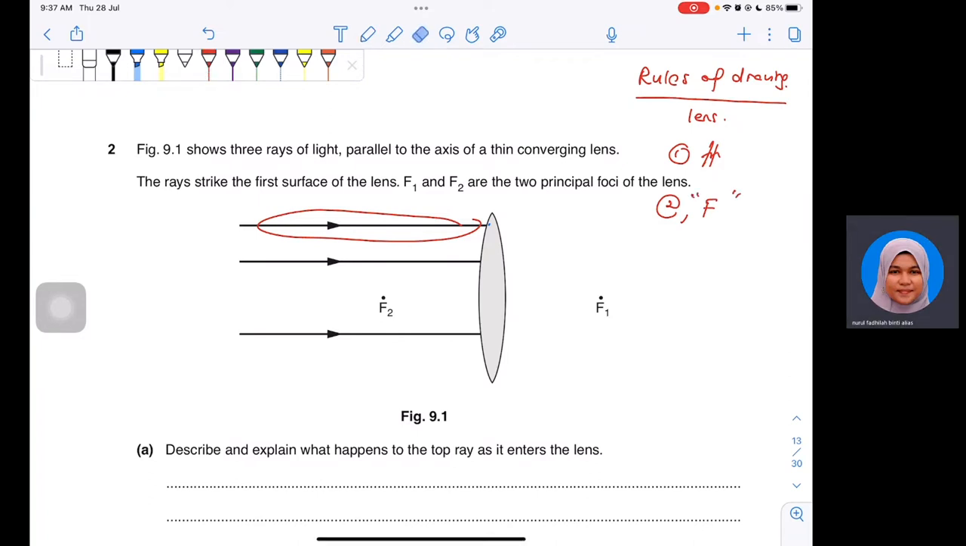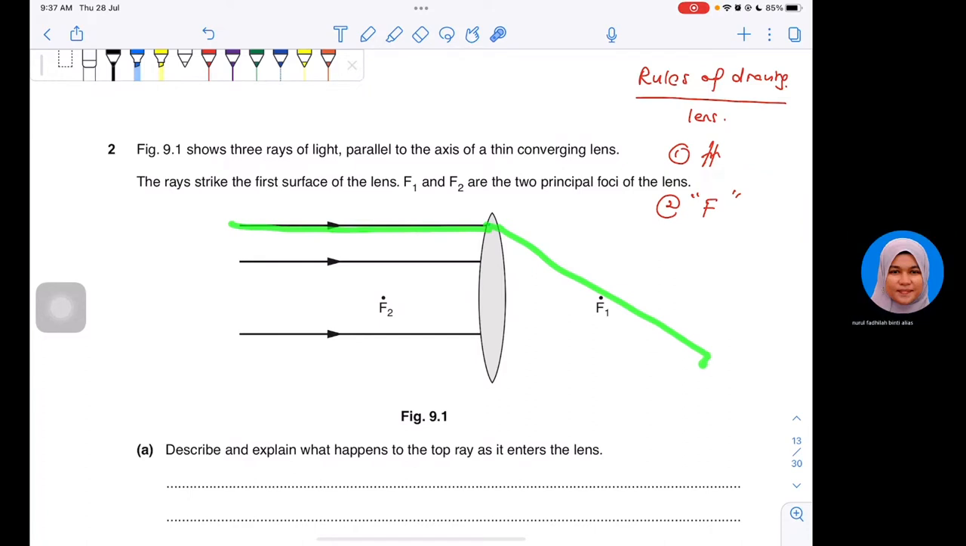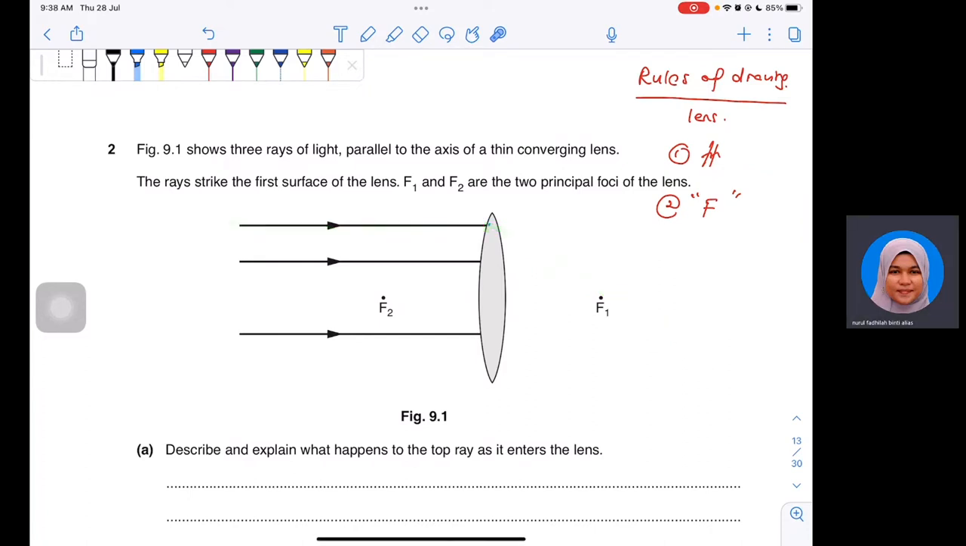I'll just use the symbol F. F means focal point. So now we are talking about the same ray light. This is the light, and later something happens to it and it will bend itself towards the focal point. So that is what we want to write in words. Alright? Okay, what other rules are there?